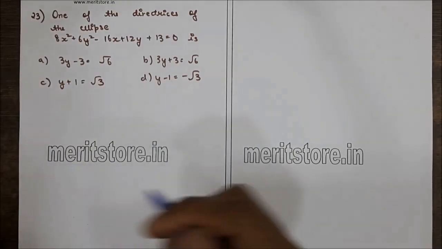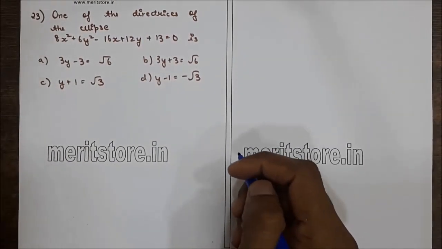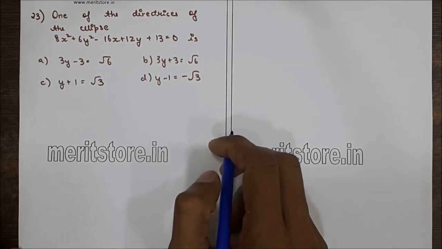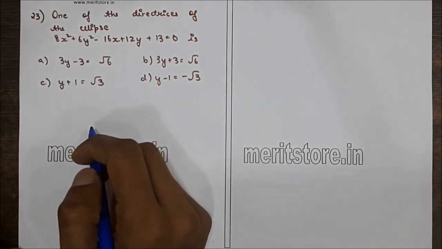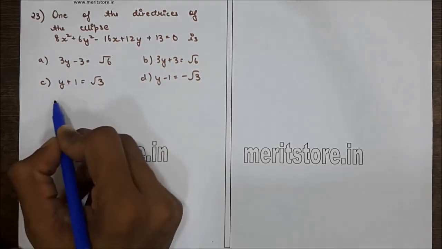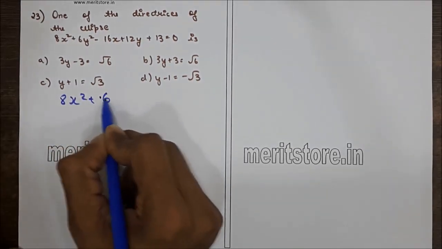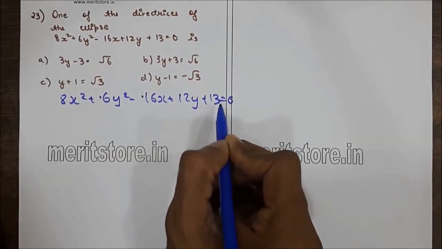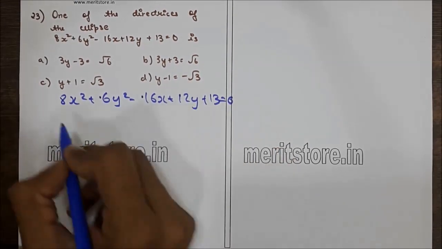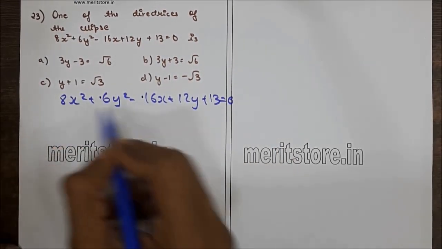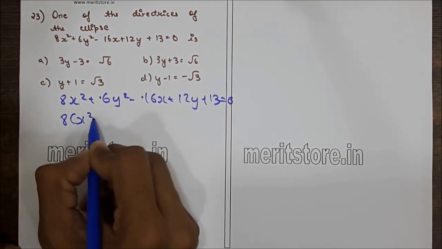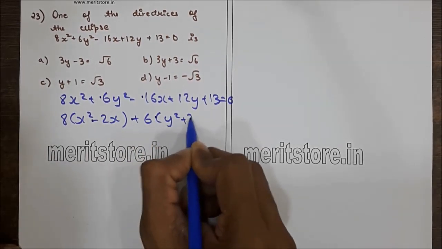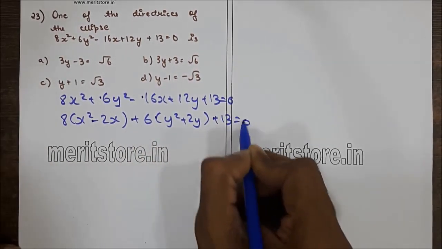Question 23. One of the directrices of the ellipse 8x square plus 6y square minus 16x plus 12y plus 13 is equal to 0. As we have four options given. Given equation of ellipse is 8x square plus 6y square minus 16x plus 12y plus 13 equal to 0. Further solving this, we take x terms together, that is 8x square and 16x, where we get 8 (x square minus 2x). Same with the y, we take 6 (y square plus 2y) plus 13 equal to 0.